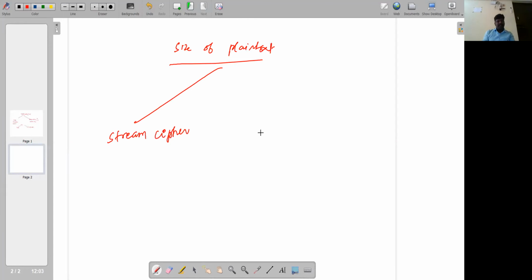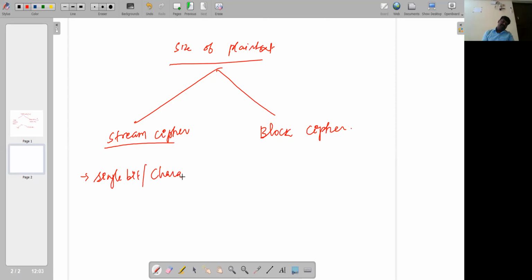Stream cipher and then block cipher. When we talk about the stream cipher, this technique will take a single character or single bit, which is encrypted at a time.